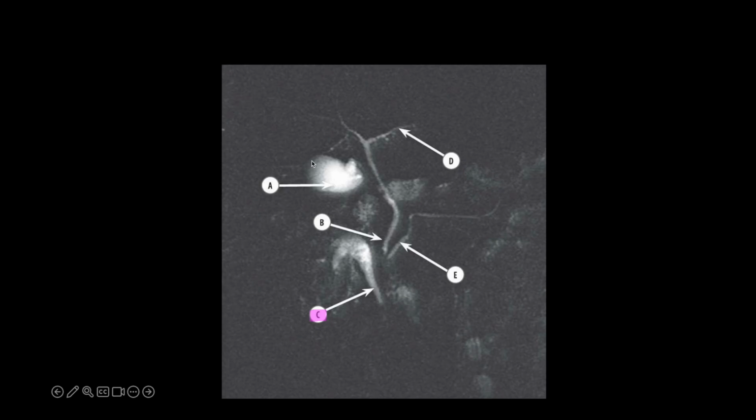This person's got a gallbladder. This big structure here is the gallbladder. B is the common bile duct. E is the main pancreatic duct. D is the left hepatic duct. And then C, remember all structures with a bit of fluid in it will be bright on an MRCP. The thing in this area that also has fluid, apart from the structures I've mentioned, is the collecting system of the right kidney. And so C is the proximal right ureter. You can now see the calyces connecting to the renal pelvis, and then this is the ureter.